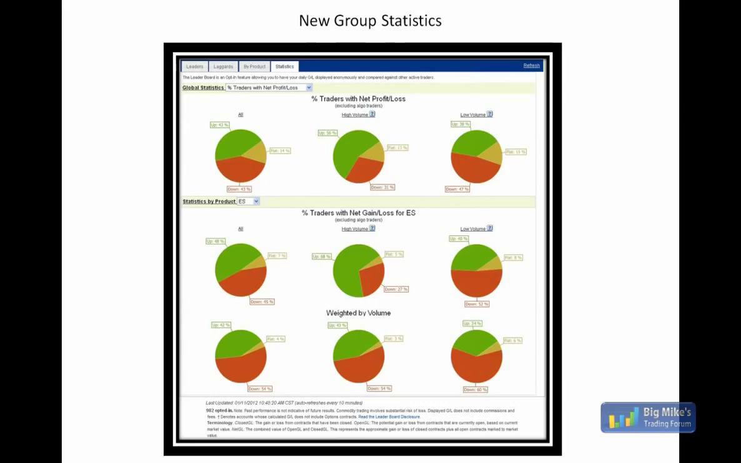The pie charts show the percentage of traders that are up, down, and flat. The top set is all the products, and the bottom 2 sets are broken down by product. I think you can pull up the 8 most popular products, which pretty much covers about 95% of the trading that's going on. I think the difference between the top and the bottom is that the bottom set of 3 are weighted by volume. So those traders that do a lot of volume have a larger weight in the pie chart.